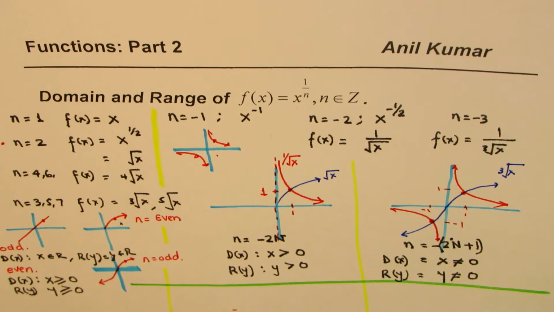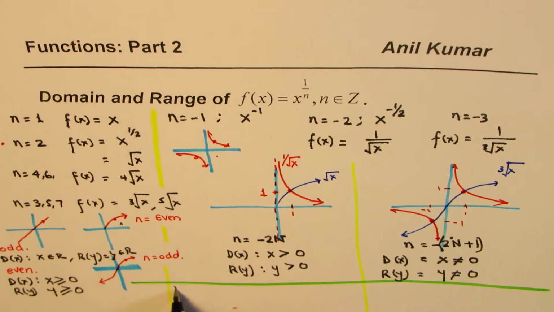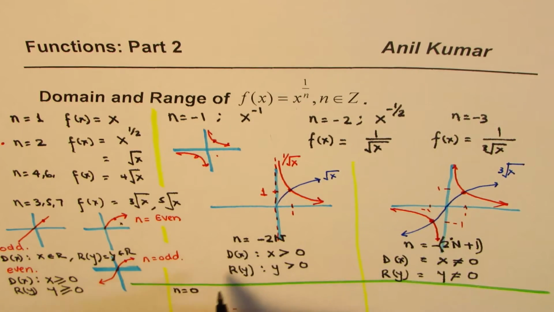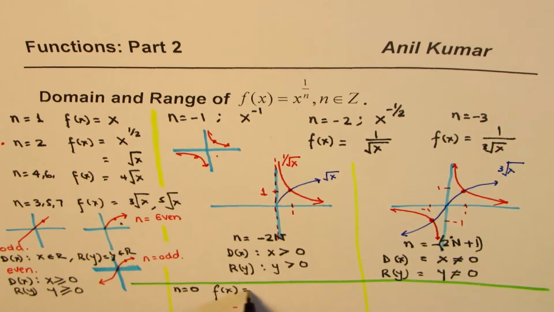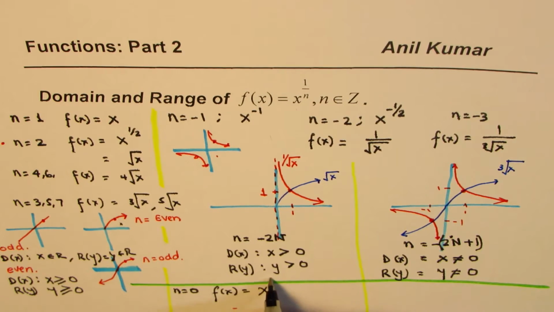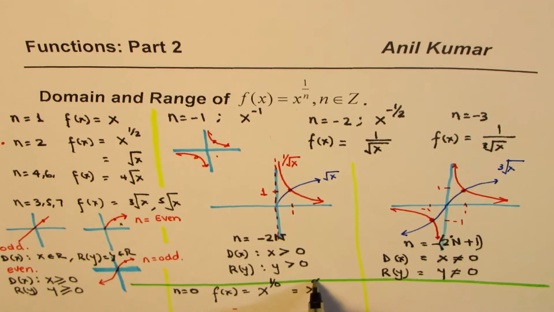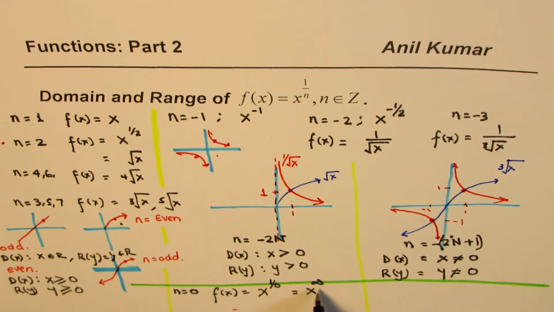So we'll take two cases now. First, when n is 0. If n is 0, then we have f of x equals x to the power of 1 over 0. Now that is infinitely large. This is like x to the power of infinity. So x to the power of infinity will be a very, very large value. So this is a very, very large value, right?